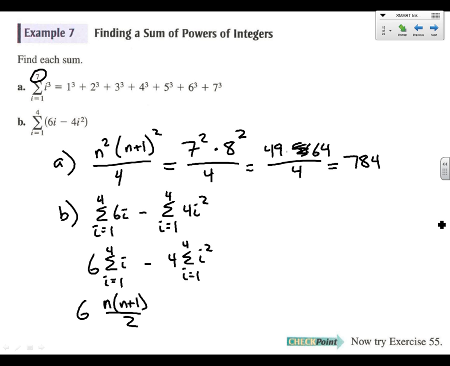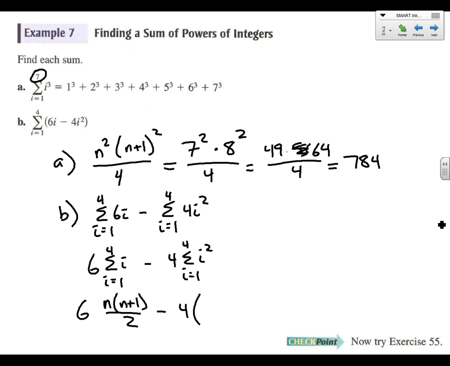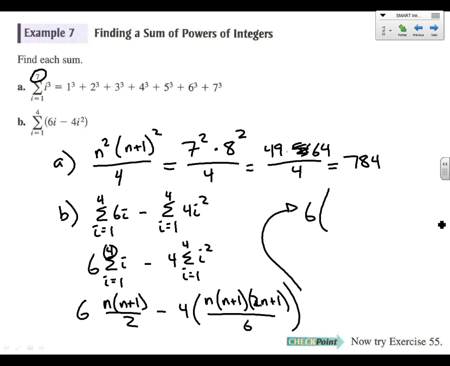Times 6 out front minus 4. The formula for i squared is n plus 1, 2n plus 1, all over 6. Okay, so let's plug them in. n is going to be 4. So let me write this right here. 6 times 4 times 5 all over 2. Nope, minus 4. 4 times 5 times 9 all over 6.